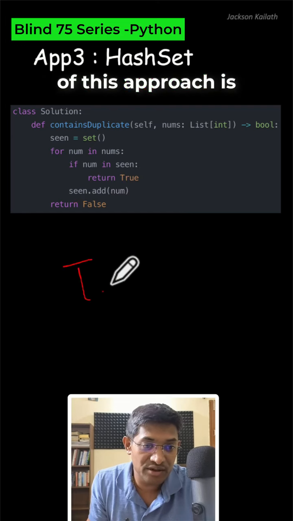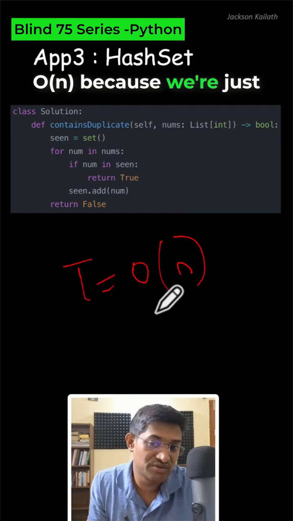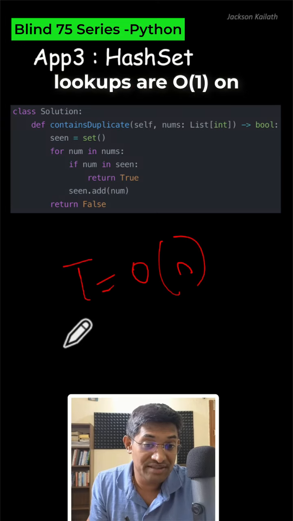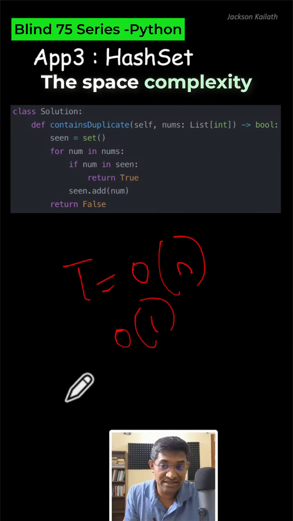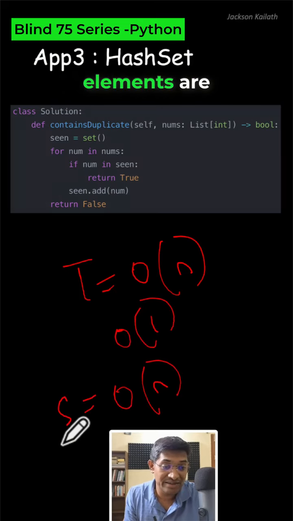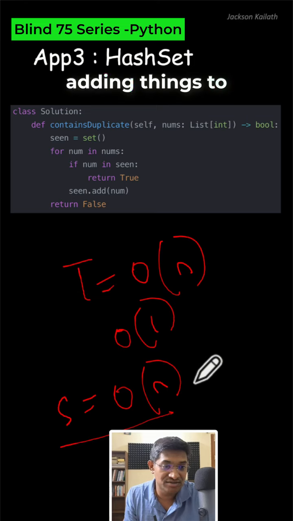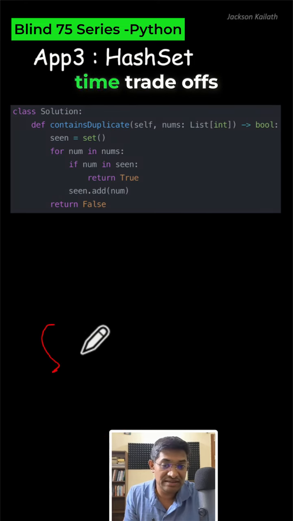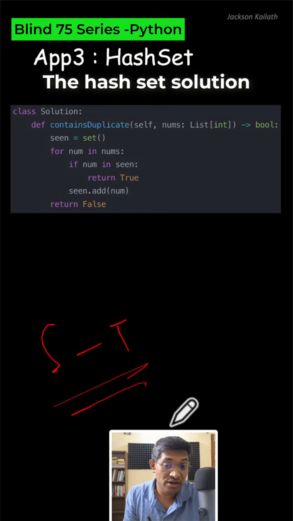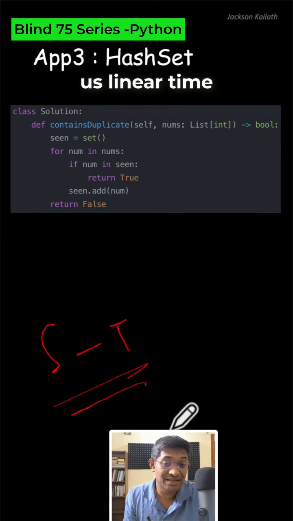The time complexity of this approach is O of n because we're just making a single pass through the array, and the HashSet lookups are O of 1 on average. The space complexity of this approach is O of n in the worst case where all elements are distinct and we are adding things to the HashSet. Remember that space-time trade-offs are common in algorithm design. The HashSet solution uses more space but gives us linear time complexity, which is the preferred choice for this problem.